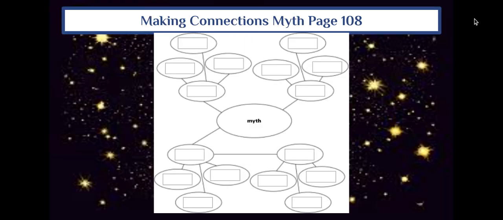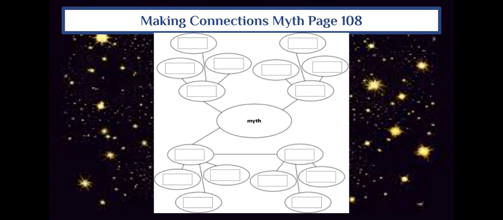Now turn to page 108 in the student books. We are going to be filling in this Making Connections map on page 108. I want you to fill it in as we go over it. In Gemini, the twins, we read about different cultures and how they interpreted or explained the constellations in the sky. These explanations were myths or stories about how the stars got there. These myths were then passed down over generations.